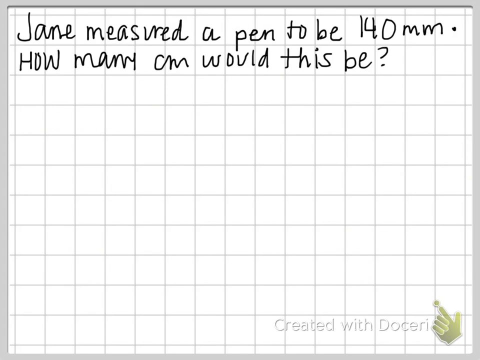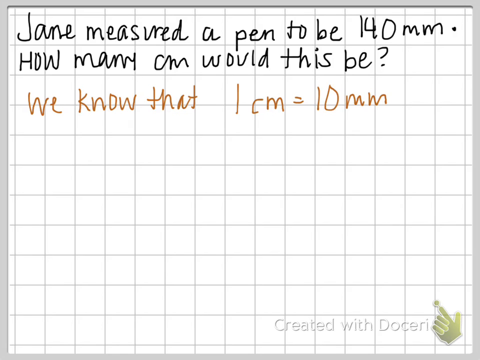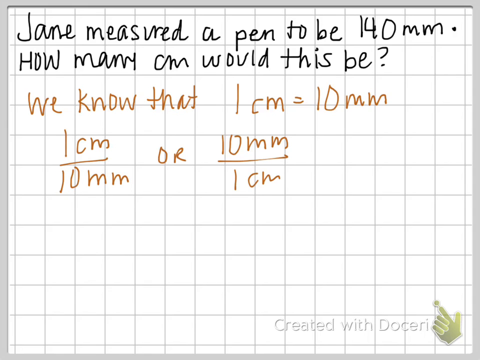So in our first problem with the conversion between centimeters, millimeters, and micrometers, we're going to look at this. Jane measured a pen to be 140 millimeters. How many centimeters would this be? So we know that one centimeter equals 10 millimeters. And we can create two conversion factors from that: 1 centimeter over 10 millimeters, or 10 millimeters over 1 centimeter.